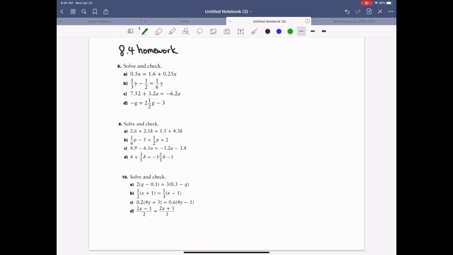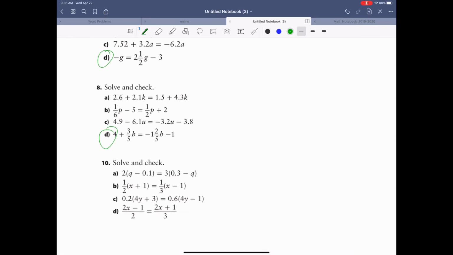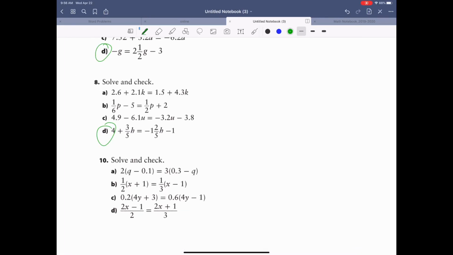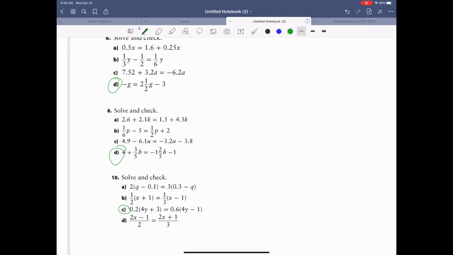What's next? Okay, 8.4 homework. Someone asked about D, someone asked about D. For question 10, I actually don't know which one to talk about. Let's talk about C, maybe? C, let's talk about C. Okay. This one here.